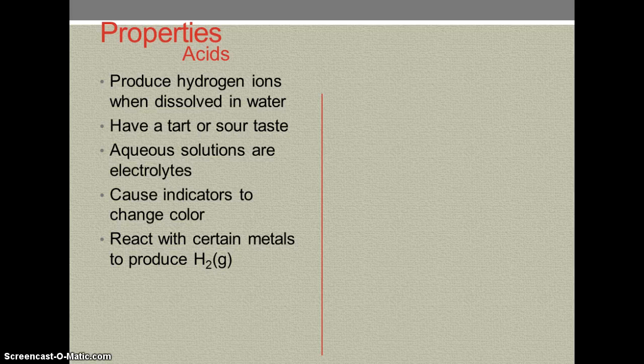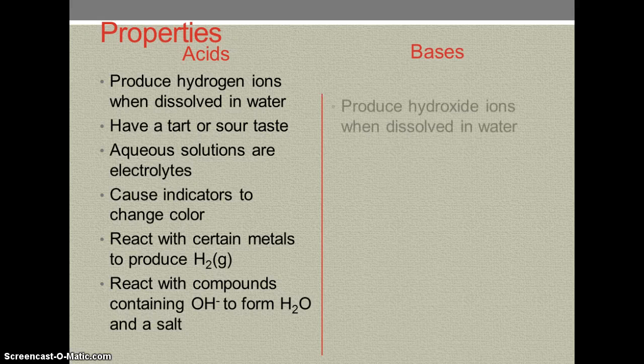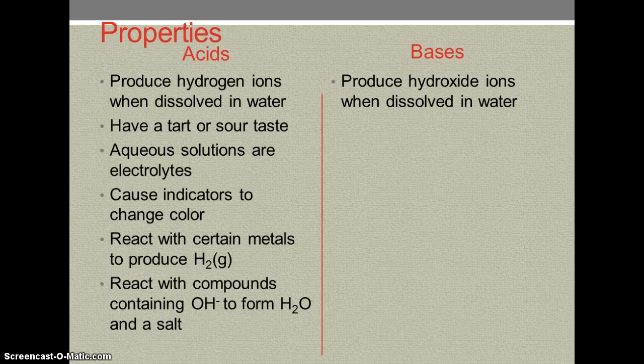And they will react with certain metals to produce hydrogen gas. They'll react with certain compounds containing a hydroxide group to form water and a salt. Bases will produce hydroxide ions when they are dissolved in water. So anytime an acid reacts with a base, you're going to get water and a salt.